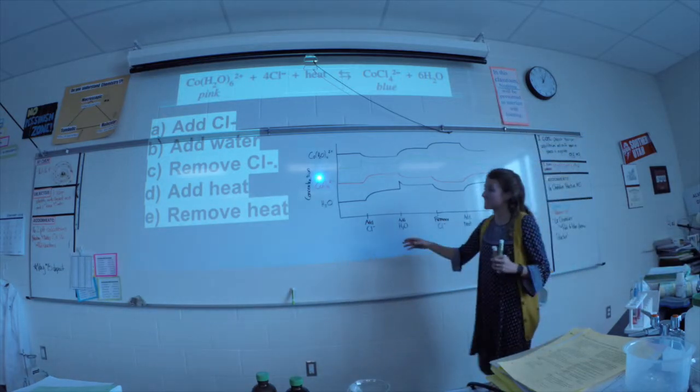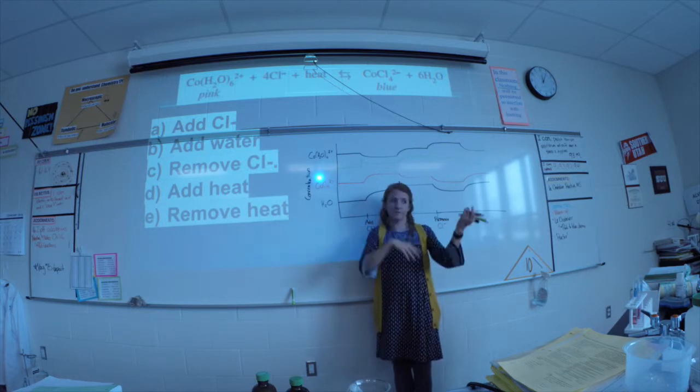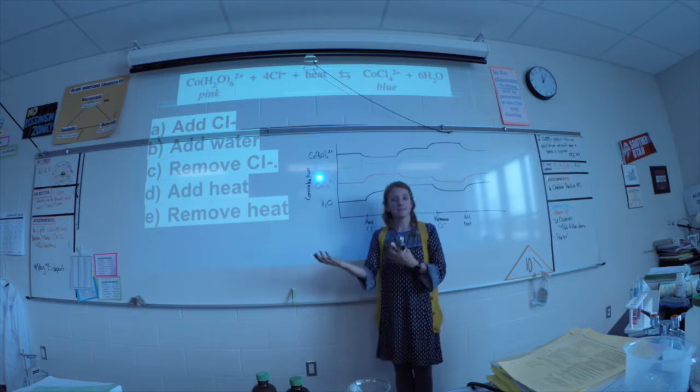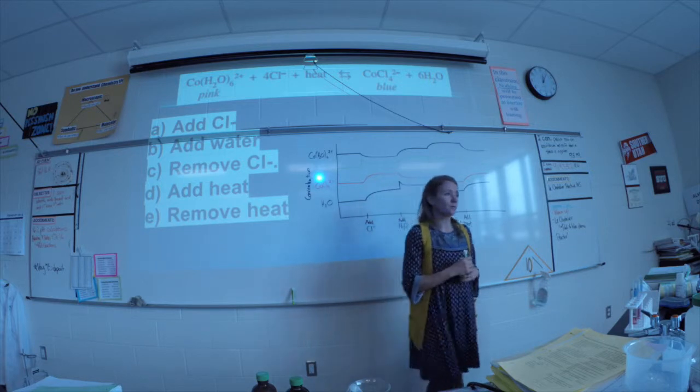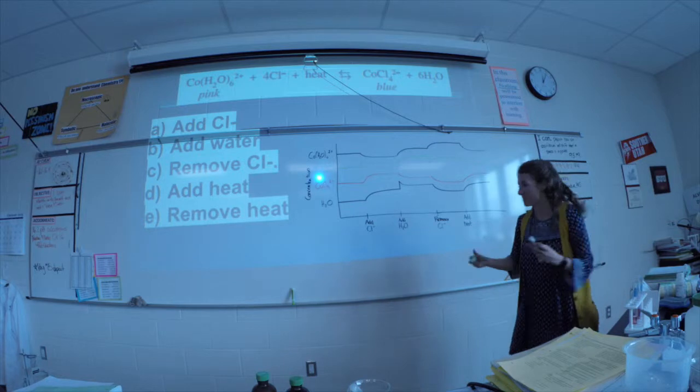Obviously, we can predict if we remove heat, then what's going to happen? The reverse, right? It's going to go back to pink, and we'll create more of the pink and less of the blue. So you can add that one to your graph because it's just the opposite.